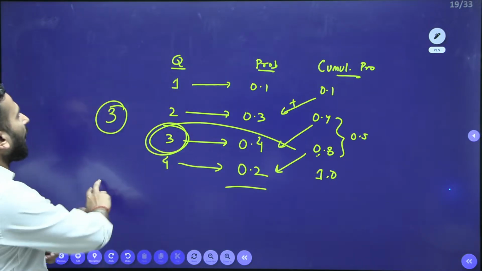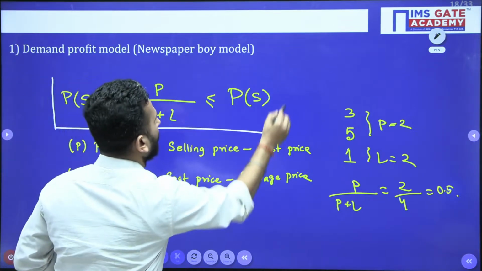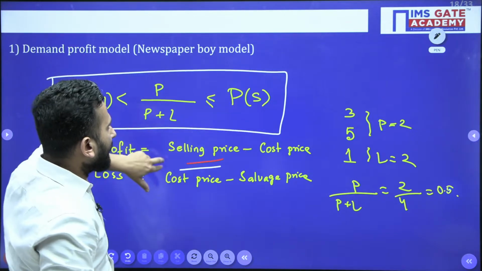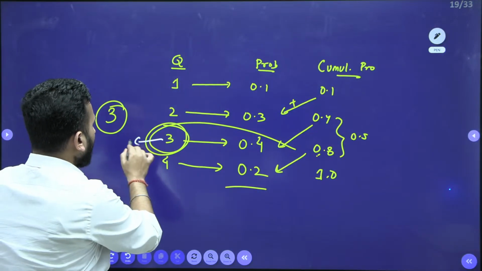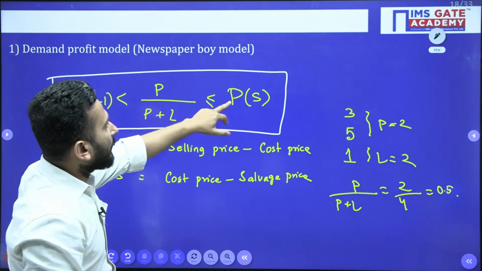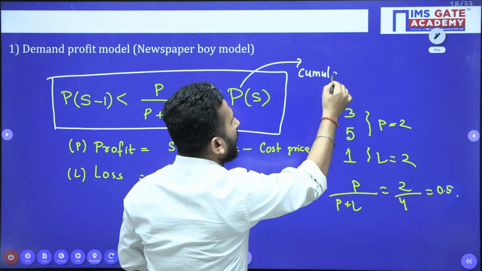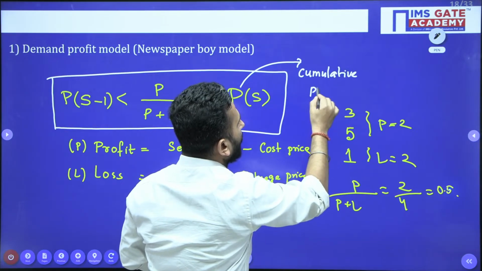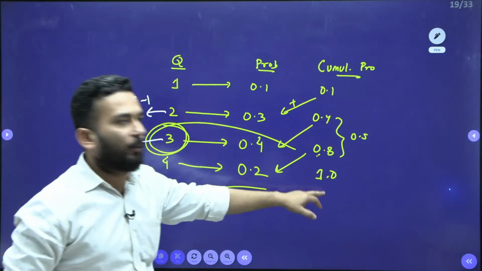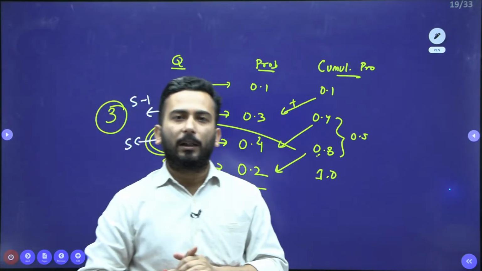So in demand profit model, my dear friends, you have to remember only, okay, what is S over here? S is 3 over here. This is S and this is your S minus 1. That inequality I have written. So this is what? This is the cumulative probability. Yes or no? That's why I found the cumulative probability over here. So I think now there are no doubts regarding the demand profit model.